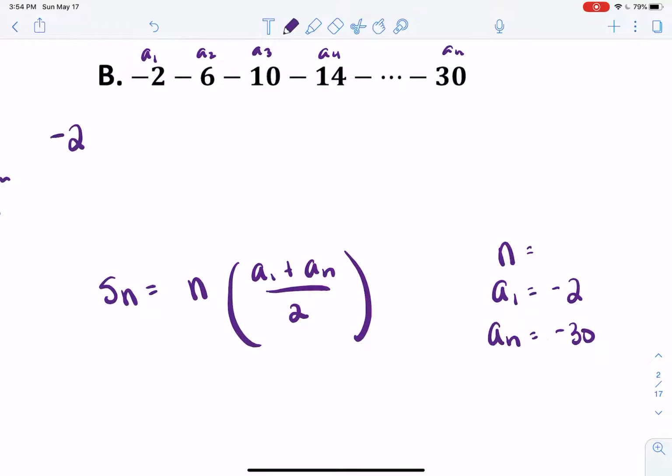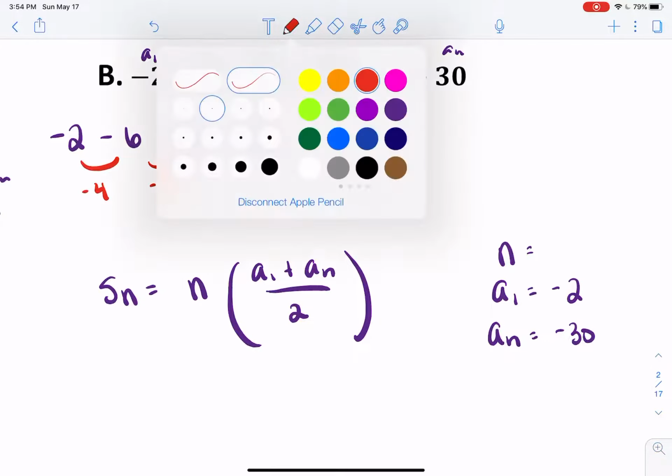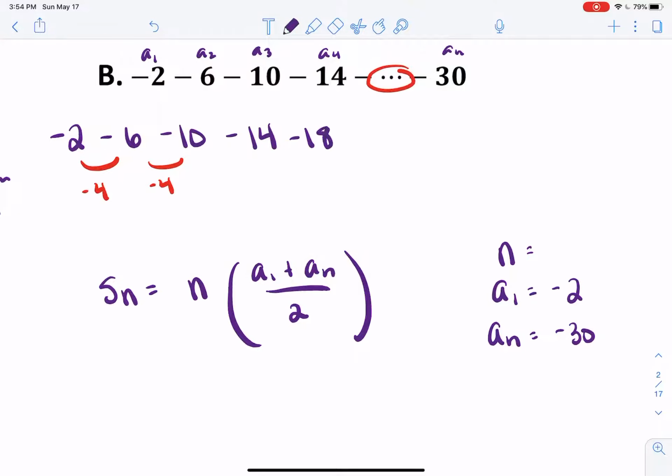Let's rewrite them out. I've got -2, -6, -10, -14, and let's fill in those dot, dot, dots. It looks like we are subtracting 4 each time. So what we're missing would be -18, -22, -26, -30. I can see we've got 1, 2, 3, 4, 5, 6, 7, 8 terms. So we've got our 8th term here, and n is equal to 8.